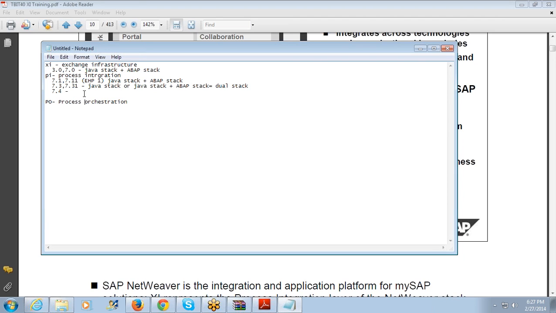Next, we have something called Process Orchestration, a new component SAP brought in the year 2012. It is a combination of BPM plus BRM plus AEX. AEX is Adapter Engine Extended, BPM is Business Process Management, and BRM is Business Rules Management. These three components are built in a Java instance, and that instance is called Process Orchestration. It is a separate instance, not like a 7.3 or 7.4. What is AEX again? Adapter Engine Extended. Okay.